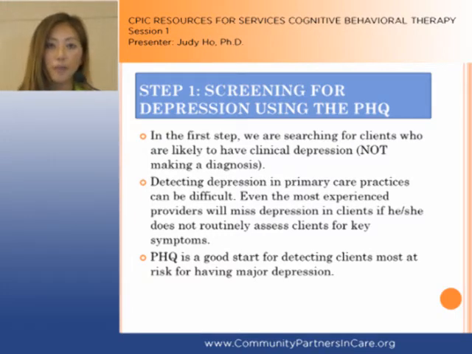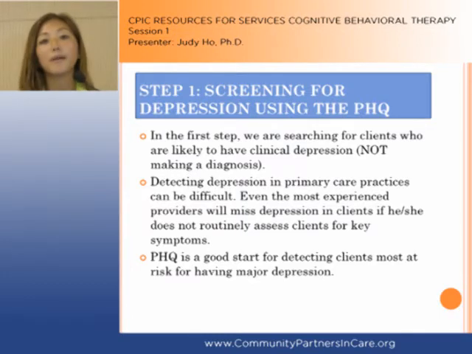So in the first step, what you want to do is search for clients who are likely to have clinical depression. At this point, you're not making a clinical diagnosis using the DSM-4. You're just screening for people who have some severe or significant problems with depression. And detecting depression in primary care practices can be very difficult. Sometimes even the most experienced providers will miss depression in clients if they do not routinely assess clients for key symptoms. The PHQ is a good start for detecting clients most at risk for having major depression.